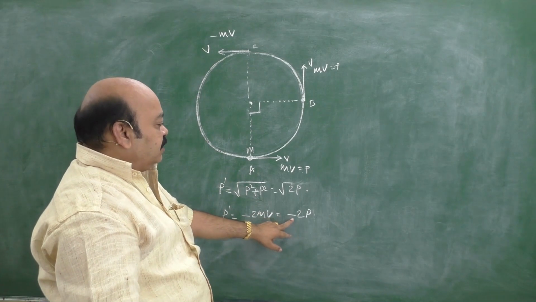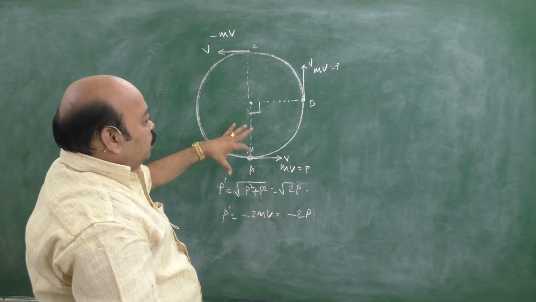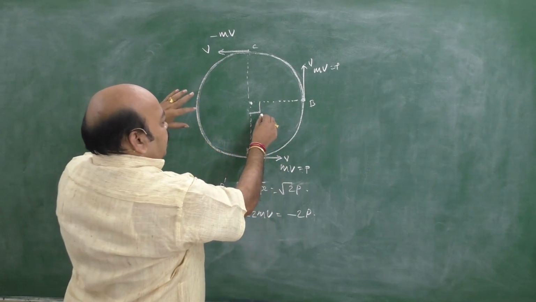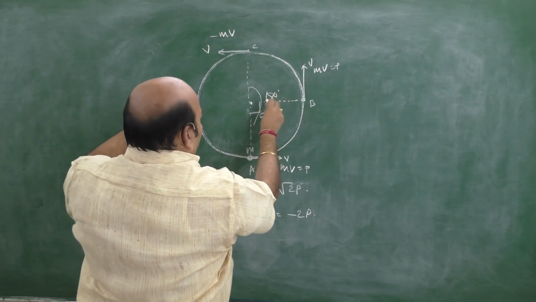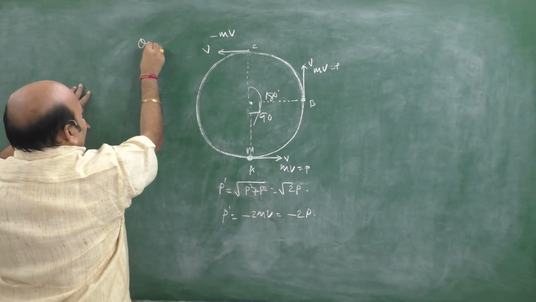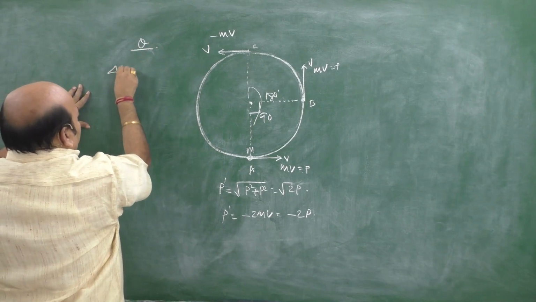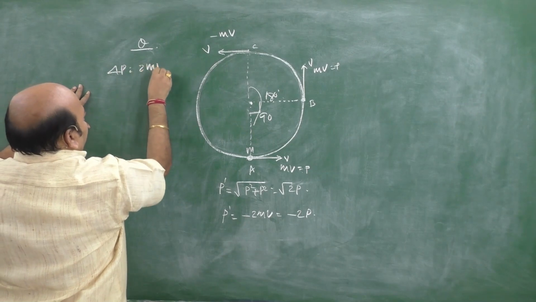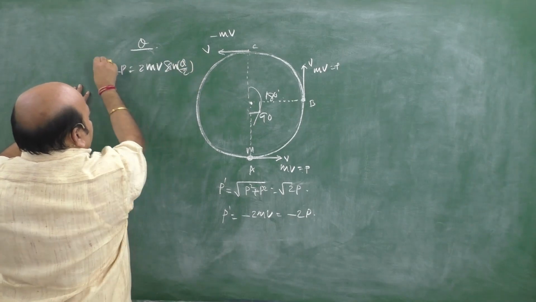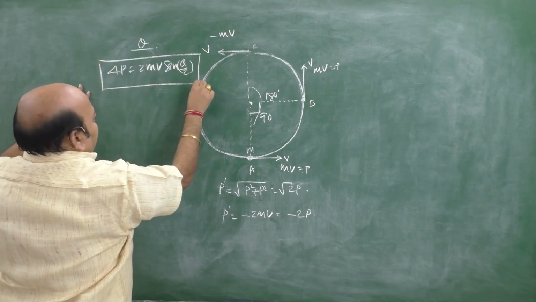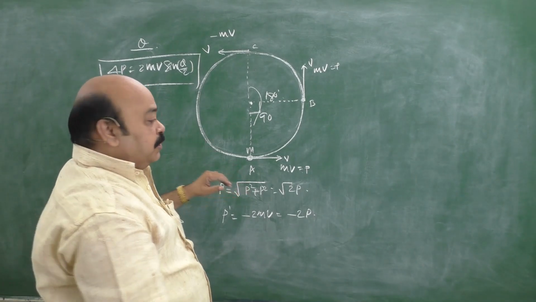This negative sign indicates the change in momentum is opposite to the initial direction, which is generalized. For example, here it is 90, in the second case it is 180. Other than these two, for any value of theta, we can consider the change in momentum as 2mv sin theta by 2. It's very useful while doing problems in JEE Mains as well as in NEET examinations.